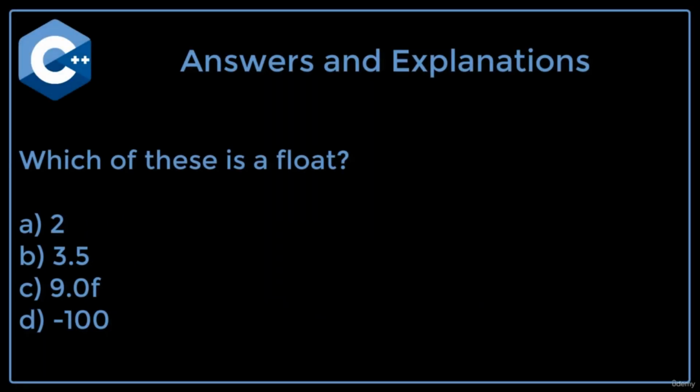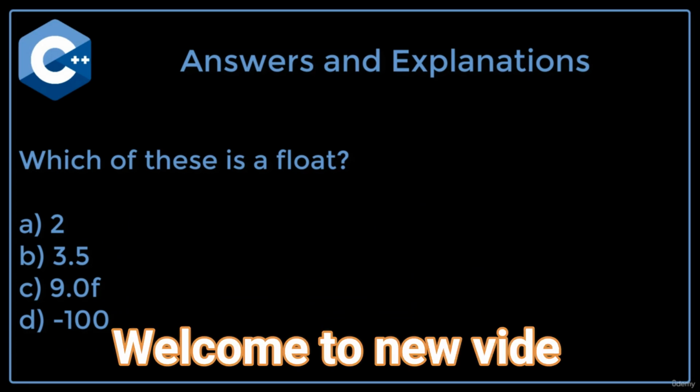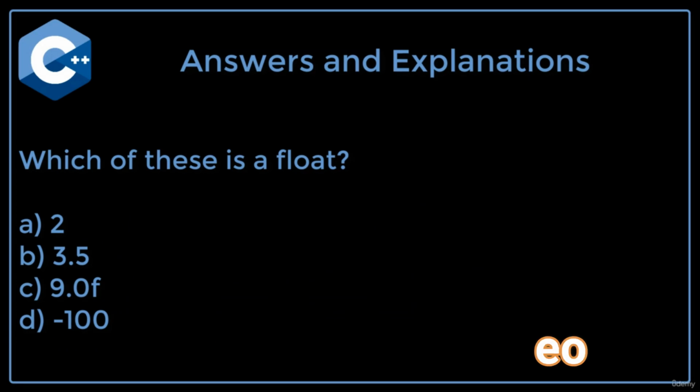In this video, we will look at the answers to the quiz from this section. The first question asks us which of the following is a float. The answer is 9.0f. Recall that a float in C++ meets two main criteria. It has a decimal point in the value and a lowercase f right after.